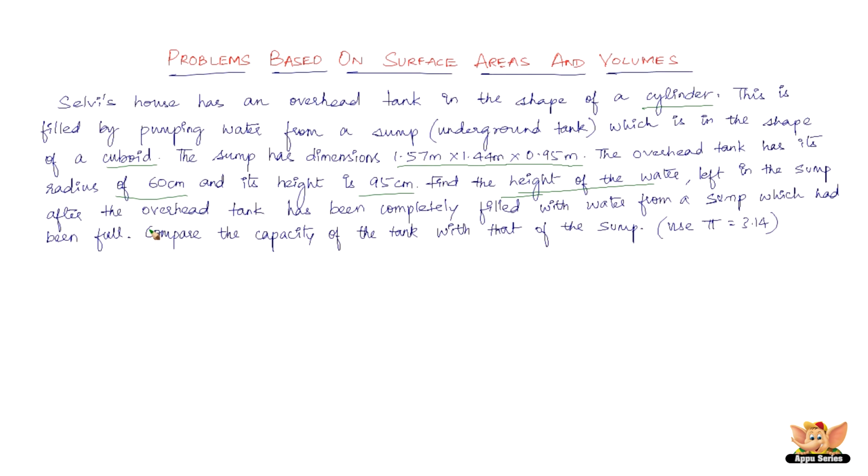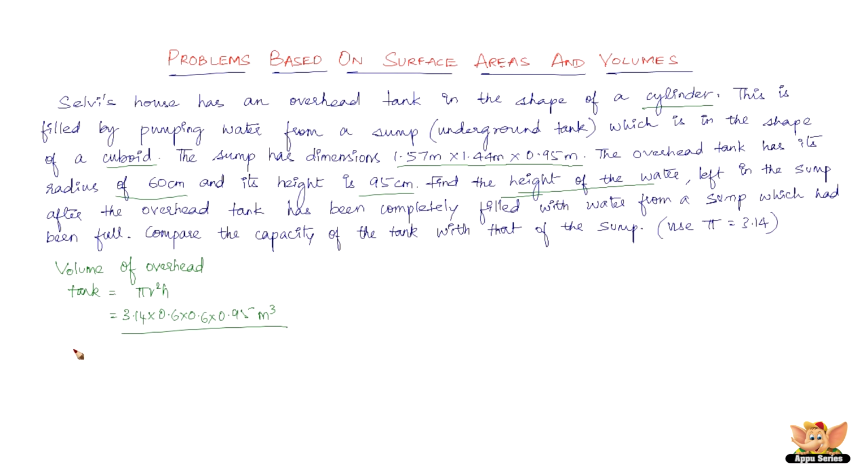So the first step is to find the volume of water in the overhead tank, or it's nothing but the volume of the overhead tank. Which is in the shape of a cylinder, so therefore it's going to be pi r square h, which is 3.14 times the radius, 60 centimeters. So let's convert to meters since this is in meters. So it's going to be 0.6 times 0.6 times the height, which is 95 centimeters, that is 0.95 meters. So this is the volume of the overhead tank, or the volume of the water in the overhead tank, in meter cube.